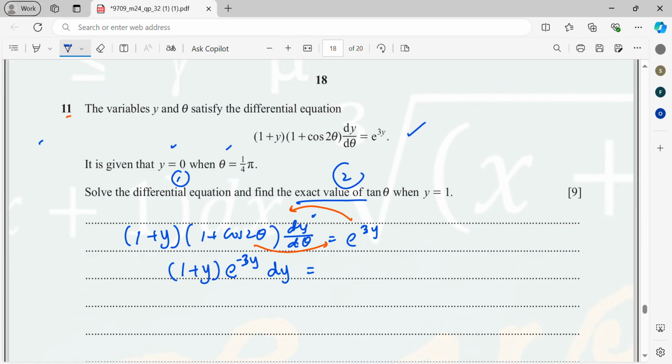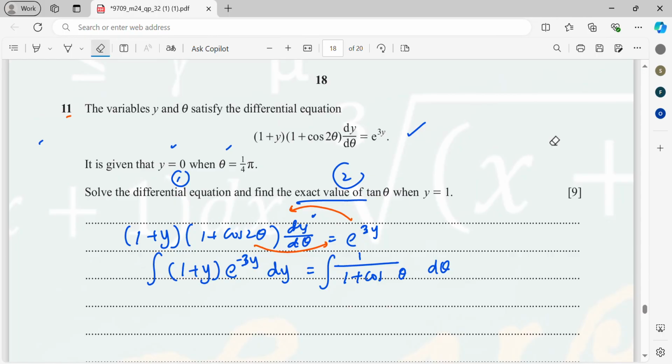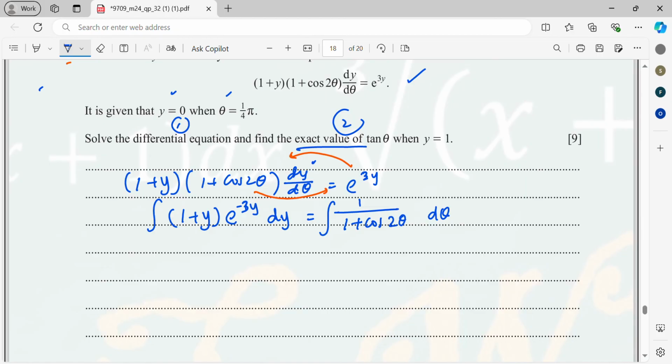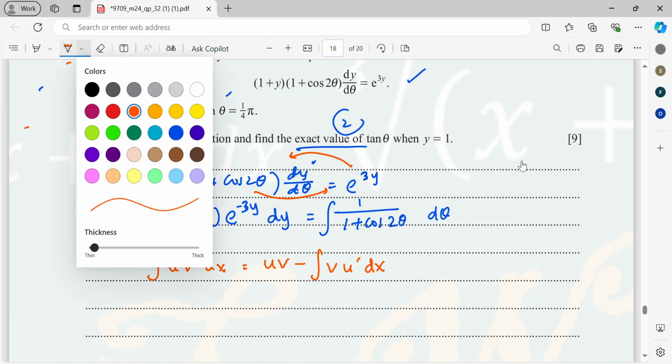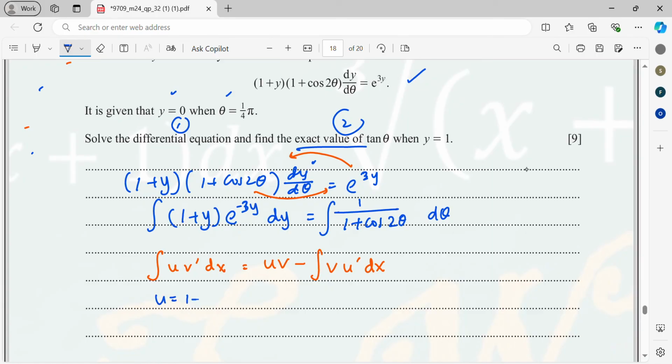Then dy, right side will be 1 over 1 plus cos 2 theta d theta, and integrate both sides at the same time. Now, for your information, the left-hand side you need to solve using the integration by parts. Okay, so now integration by parts, that is integrate uv prime dx equals to uv minus integrate v du dx u prime dx. So now for the left hand side, my u equals to 1 plus y.